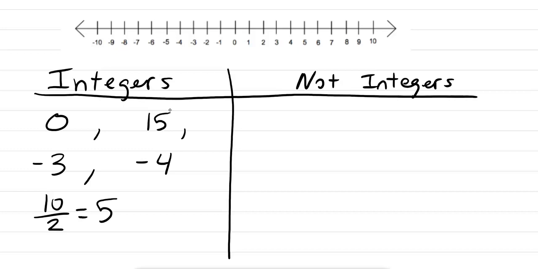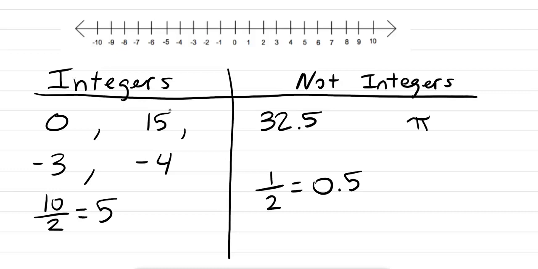Things that are not integers are any number that has a decimal with it, special symbols like pi, fractions that do not simplify into integers, so like fractions that simplify into decimals, and any special symbols, again, like pi or the letter e. Those things are not integers.